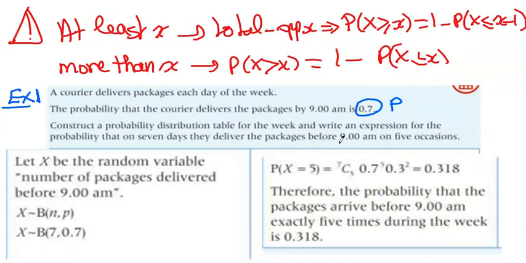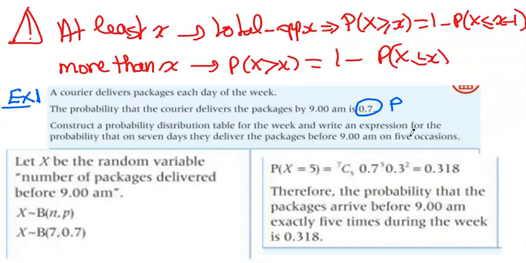They deliver the package before 9 on 5 occasions. So I need to find later on P of X equals 5. So first I need to build this probability distribution. So let x be the random variable, the number of packages delivered before 9. So this is a definition of the binomial function. So x is defined as B(7, 0.7). 7 is the number of trials, 7 days, and 0.7 is the probability of success.